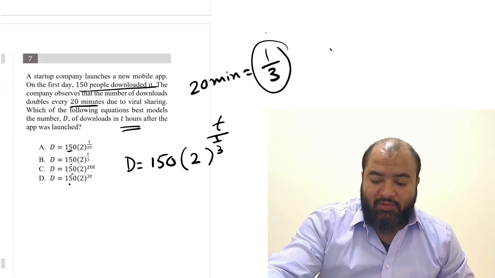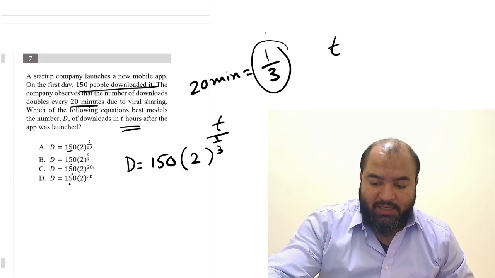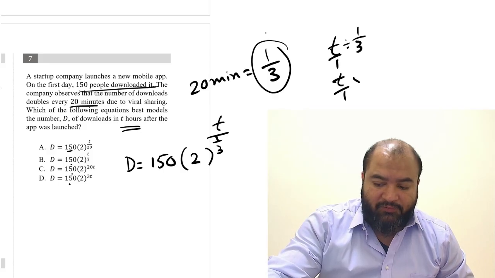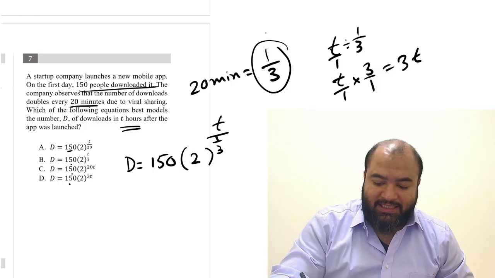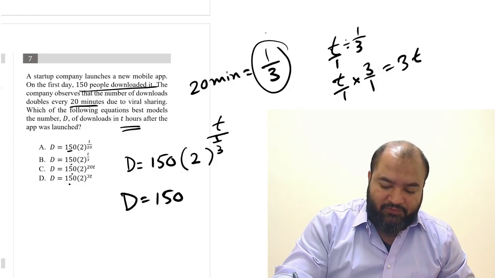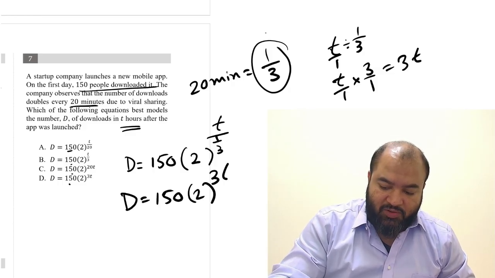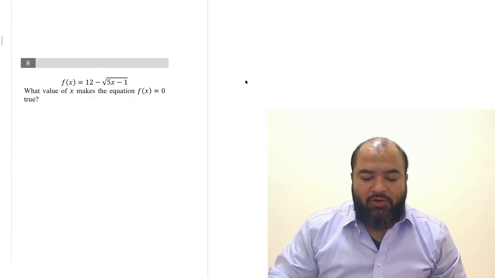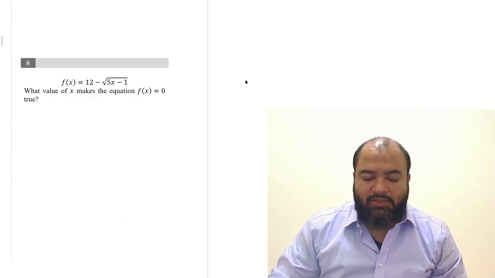Now this you can write as T over 1/3 means T divided by 1/3. So remember, keep, change, flip. Keep the first one, change, flip the second one. That's actually the same as 3T. So D is equal to 150 times 2 to the power 3T. So answer is D.